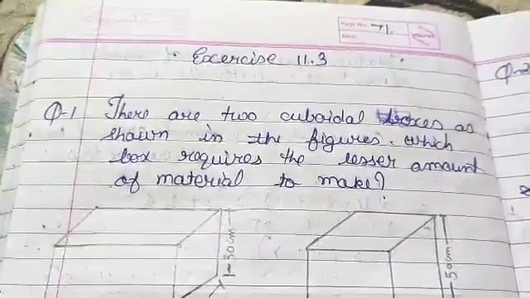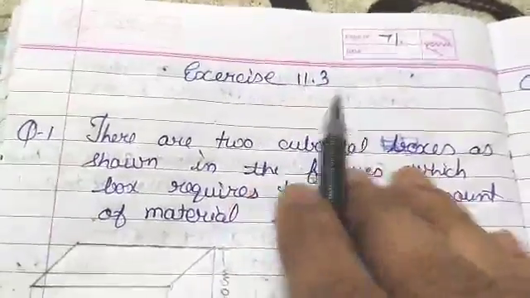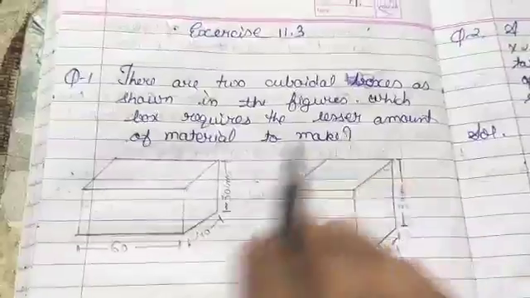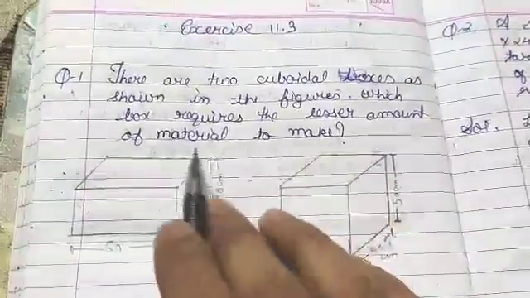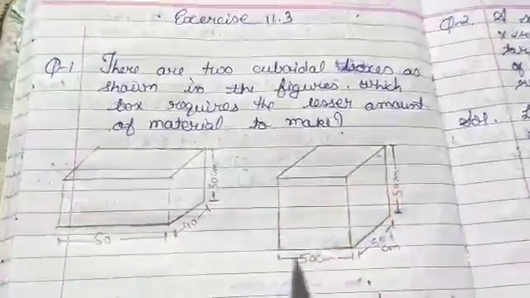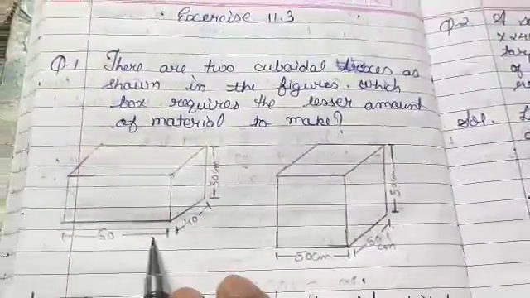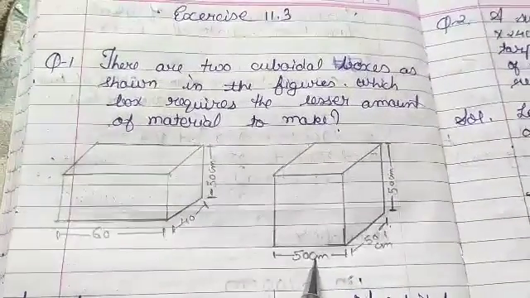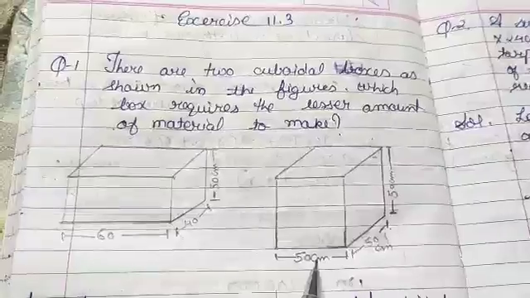Now let us start our exercise 11.3. There are two cuboidal boxes as shown in the figure, two types of cuboidal boxes. Which box requires the lesser amount of material to make? Now dear student, the first is cuboidal as observed, and from its shape the second is observed as a cube. It is a special type of cuboid.